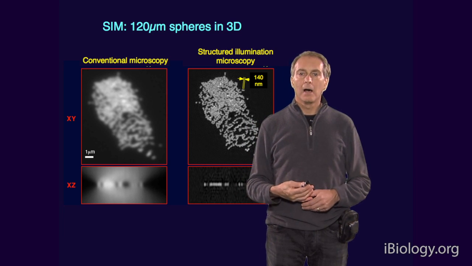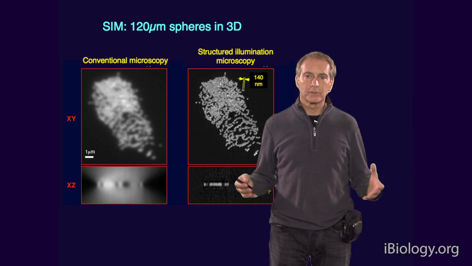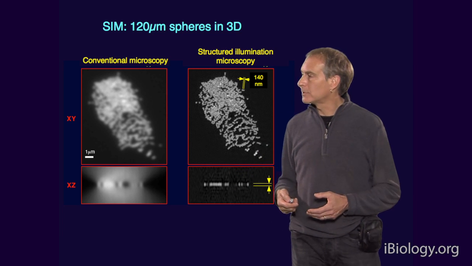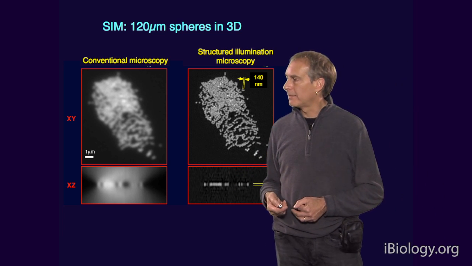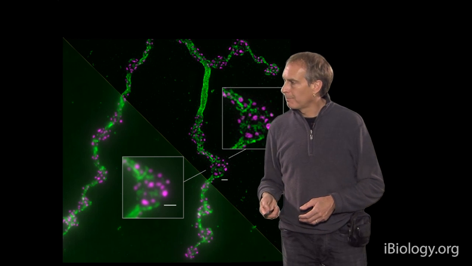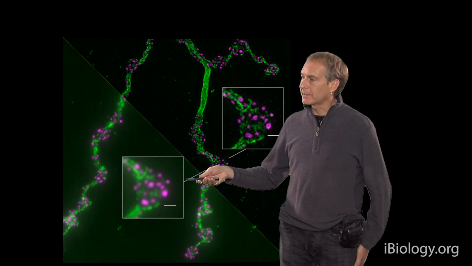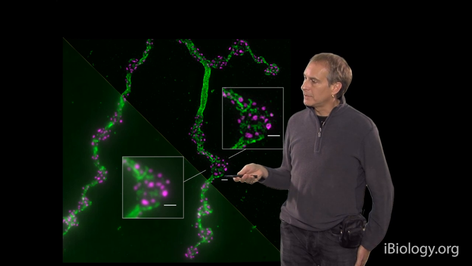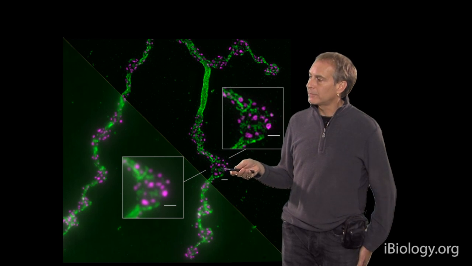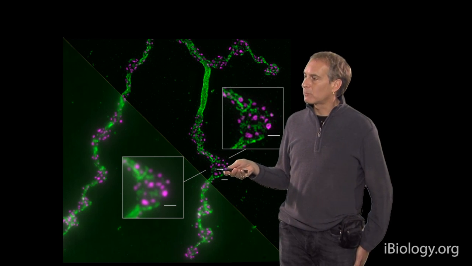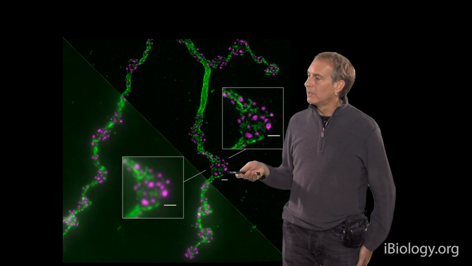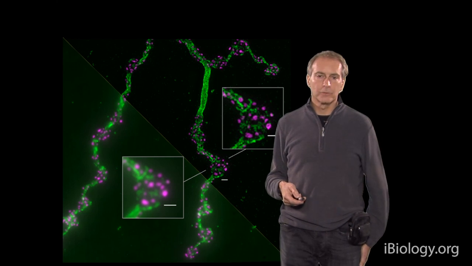Now, it turns out this method can actually be combined with that interference methodology I talked about in the beginning and actually get 3-dimensional resolution all the way around that's uniform at very high resolution. But here's just a couple of examples where you can see quite dramatic differences. These are neurons, and these are synaptic boutons from Drosophila neurons, and you can see the difference between the before and after using structured illumination.